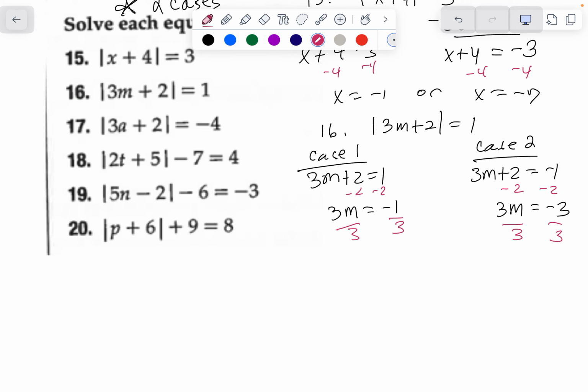The left one is a little funky. Just leave it -1/3. I'm okay with that. If there was a graph involved, there isn't a graph for these ones, then you would have to get the decimal. But if we don't have to get the decimal, just leave it. Write the word or, and it equals -1/3 or -1. Okay?